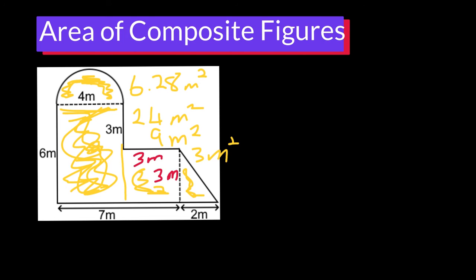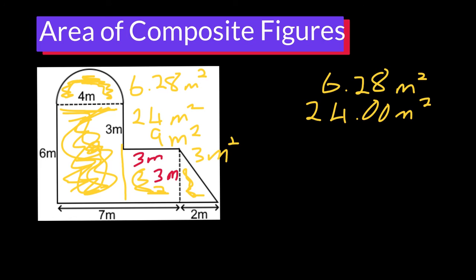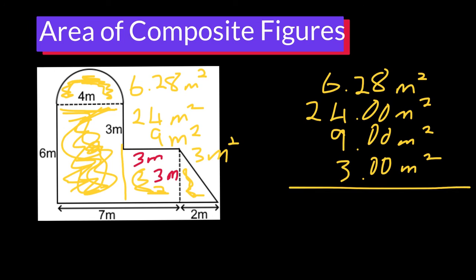So now that we've found the area of all the parts, all we have to do is add them up. So we've got 6.28 square meters and 24 square meters and 9 square meters and 3 square meters. And when we add them all up, we get 42.28 square meters. And that's the area of this composite figure.